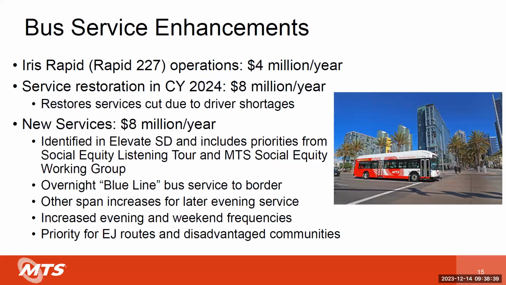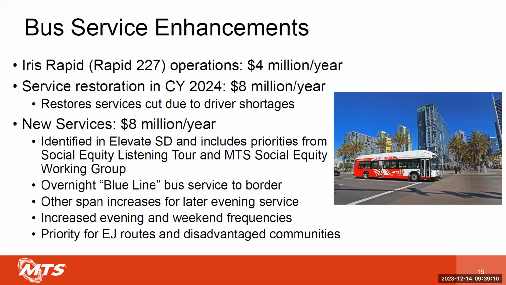We're proposing three buckets of bus service enhancements. The first is the Iris Rapid operations, approximately $4 million per year. We would use the SB 125 funding to backfill that. The second is service restoration in the next year, approximately $8 million a year in services that will need to be restored as new drivers come on board and we're able to restore those. And then the third is $8 million a year in new services.